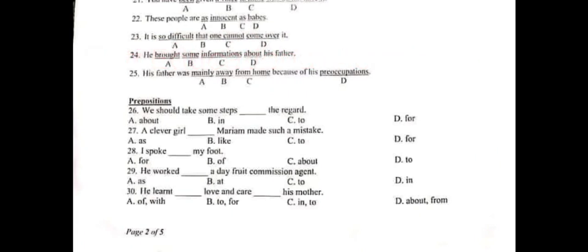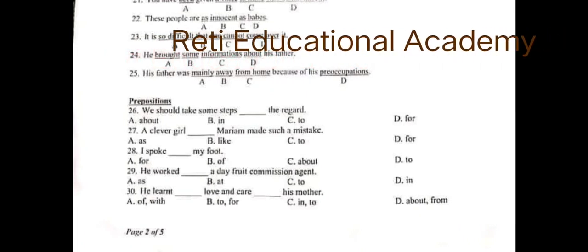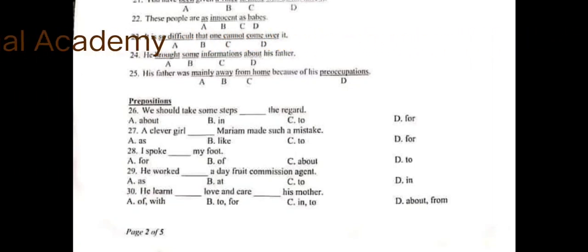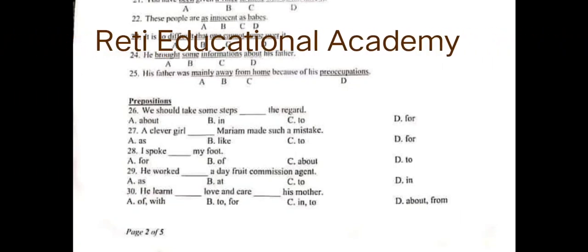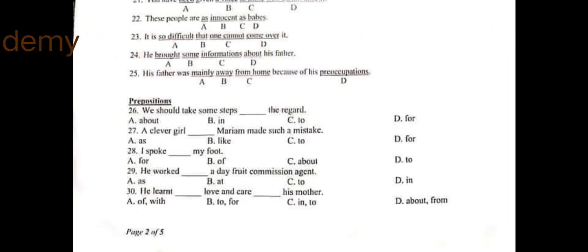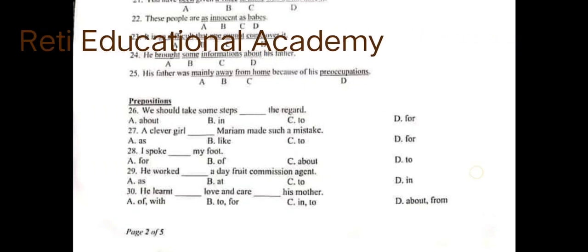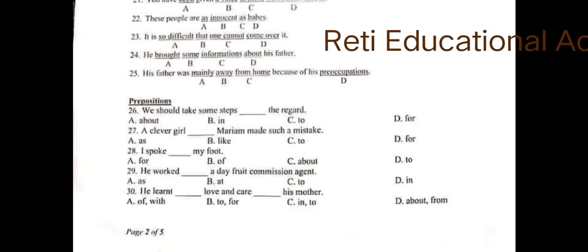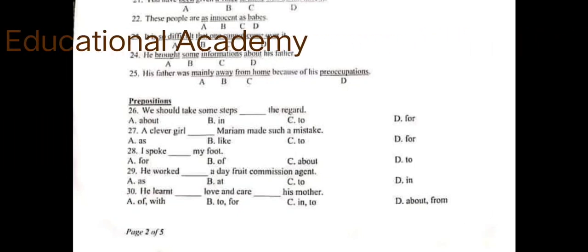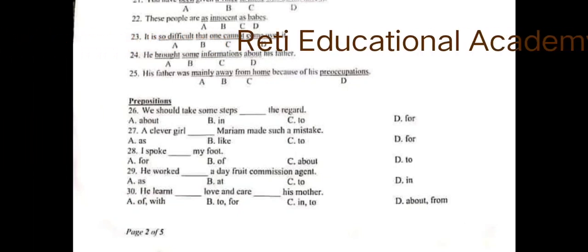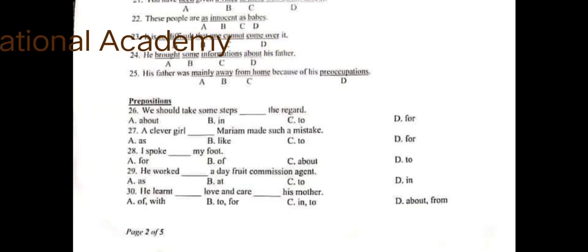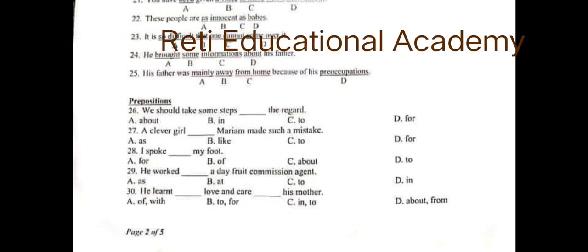Now comes prepositions. Question number 26. We should take some steps dash the regard. A. About. B. In. C. To. D. For. And the correct preposition is in. We should take some steps in the regard. Question number 27. A clever girl dash Mariam made such mistake. A. As. B. Like. C. To. D. For. And the correct preposition is B. Like. A clever girl like Mariam made such a mistake.